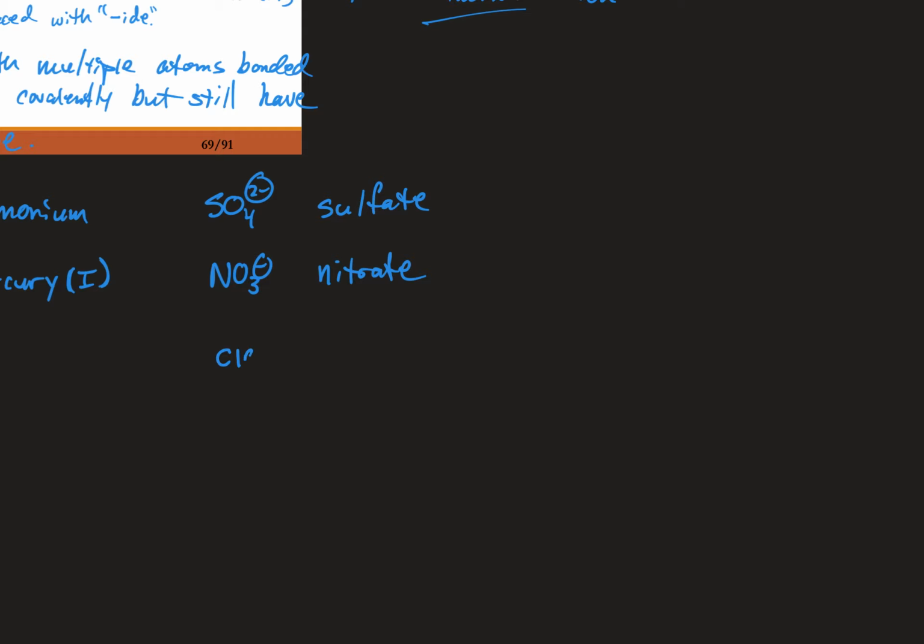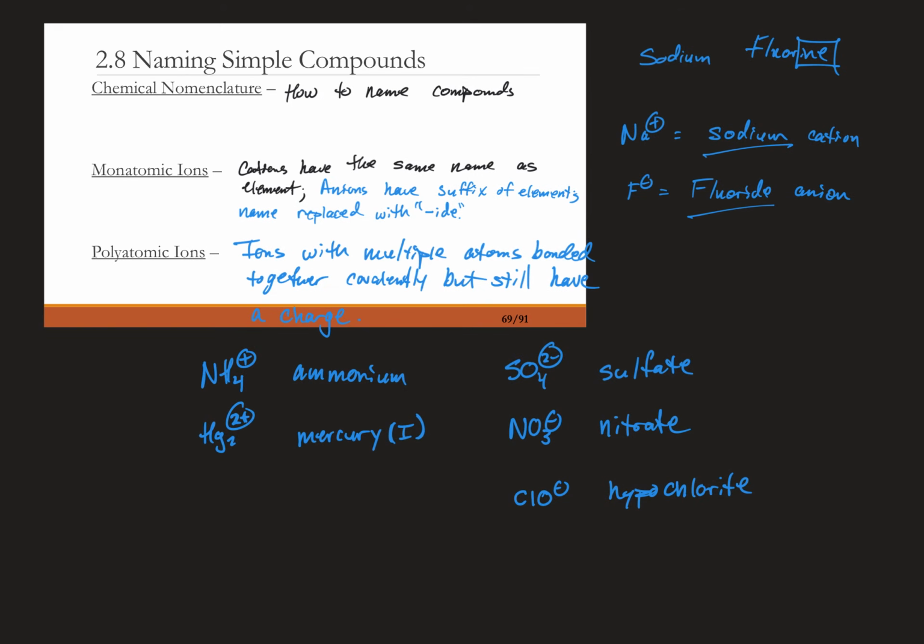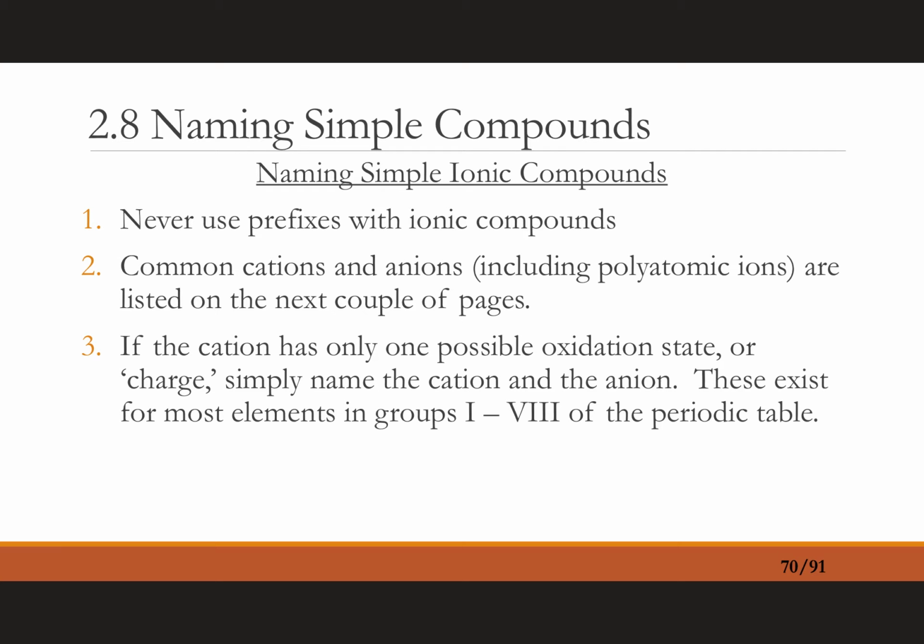Let's do ClO minus. This is the hypochlorite ion. So they don't end in "ide." That's the difference. The monatomic ones always end in "ide." Polyatomic ions have their own special names or ways of naming them, but you'll be given tables with those to look at to help you figure out what the name of a chemical is.